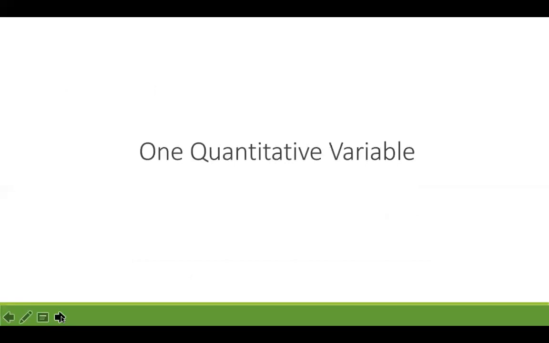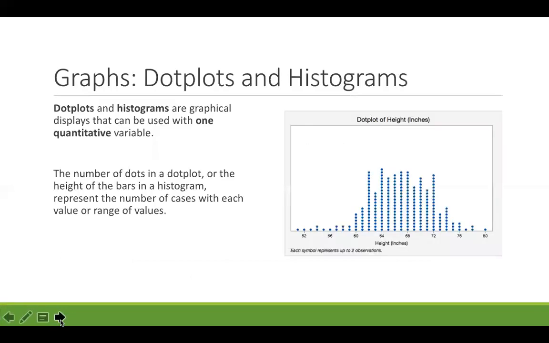So we just did one categorical variable and two categorical variables, and now we're going to move on to one quantitative variable. Okay, so we discussed some visual representations earlier, and now we can discuss visual representations for one quantitative variable. So here, dot plots and histograms. Dot plots and histograms are graphical displays used with one quantitative variable.